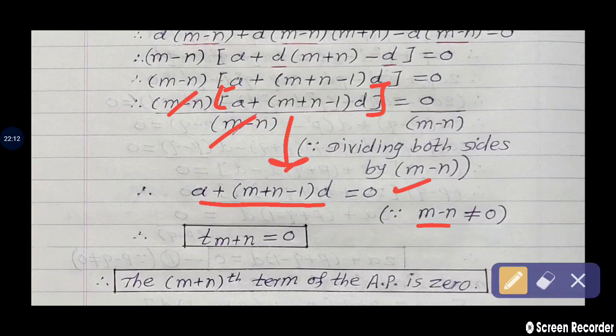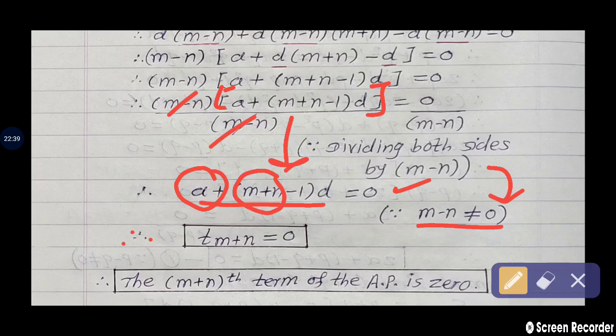And the denominator is never equal to 0, so m minus n is not equal to 0. That condition we have mentioned in this step. And therefore, if we observe this formula, instead of n, what is present here? m plus n. As per the formula of Tn, what is the formula of Tn? a plus, see here, a plus, instead of m plus n, only n is there in the formula, n minus 1, so instead of n, m plus n is there.